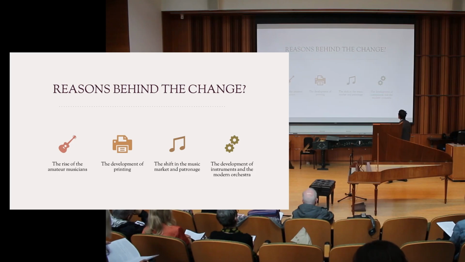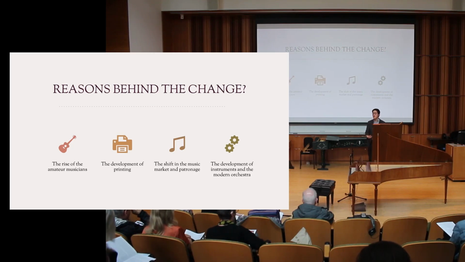And also, there's the development of the instrument and the modern orchestra, because this was in the time where you not only have the harpsichord, but you also have the clavichord, and the earlier version of the fortepiano. So all of those instruments coexist together at the time. And with the development of the fortepiano, and other developments in other instruments, the idea of the modern orchestra slowly came into reality.